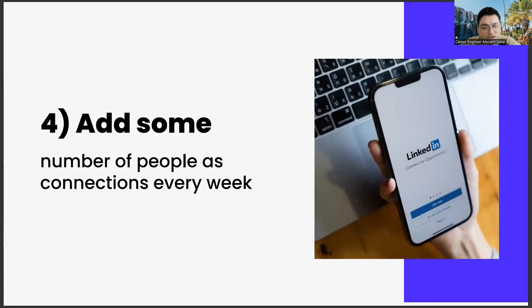And add some number of people as connections every week. Moving on to the next item. Adding a certain number of people each week is another important strategic move. It is not possible to do this for a lifetime. It will be a very time-consuming effort, and adding people you don't know too much can be repulsive. But you have to do it at first.